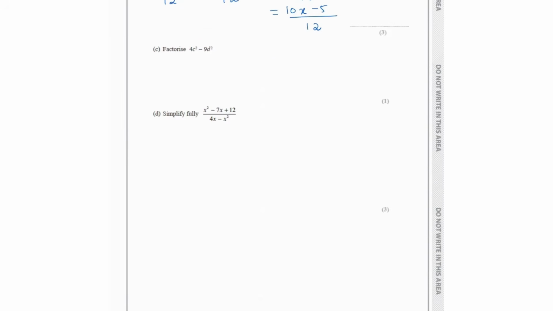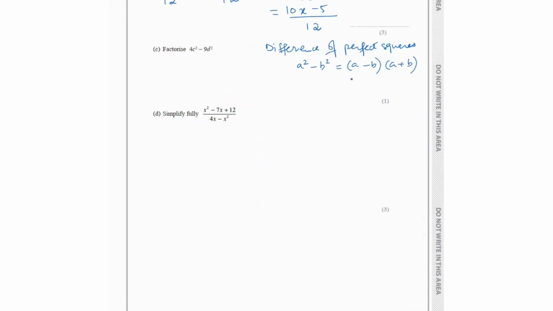Then factorization. You can get an expression, they can ask you to factorize it. First, you check whether there's a highest common factor or not. We can see that 4c squared and 9d squared don't have any highest common factor in common. So what's the next? So next is we see whether there's square numbers or not. 4 is a square number, c is being squared, 9 is a square number, and d is also being squared. So which means we're going to use difference of perfect squares. So difference of perfect squares is a square minus b square equals to a minus b times a plus b.